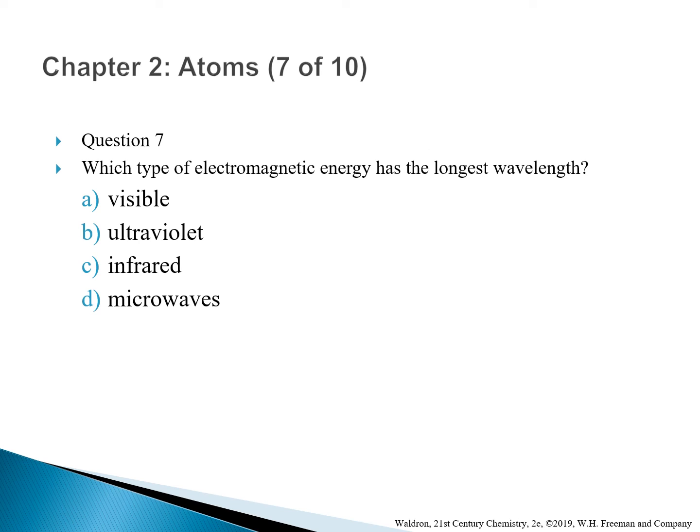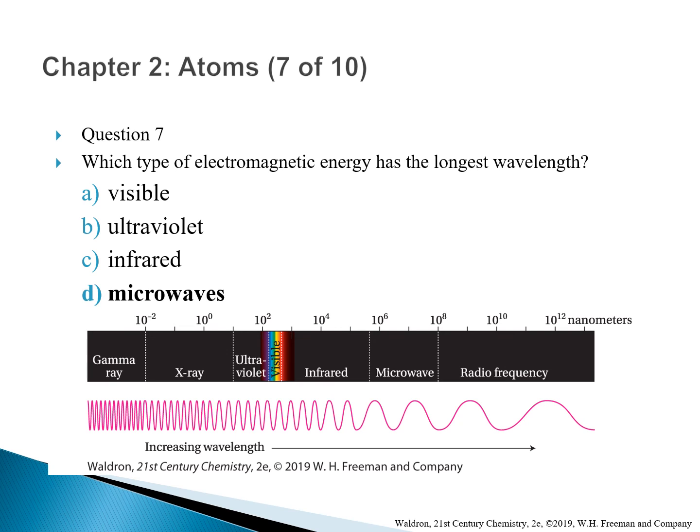Question 7. Which type of electromagnetic energy has the longest wavelength? A. Visible. B. Ultraviolet. C. Infrared. D. Microwaves. Please pause your video here. The correct answer is choice D, microwaves. To answer this question, please refer back to the electromagnetic spectrum in the earlier slides.